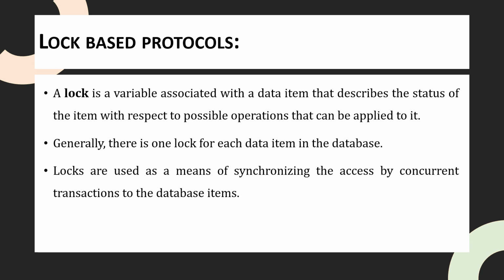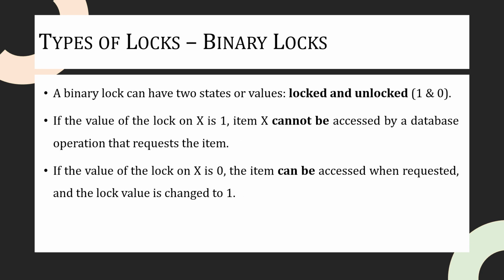A lock is a variable associated with a data item which describes the status of the item with respect to possible operations that can be applied to it. Generally, there is one lock for each data item in the database. These locks are used as a means of synchronizing the access by concurrent transactions to the database item. Now let's look into the various types of locks.